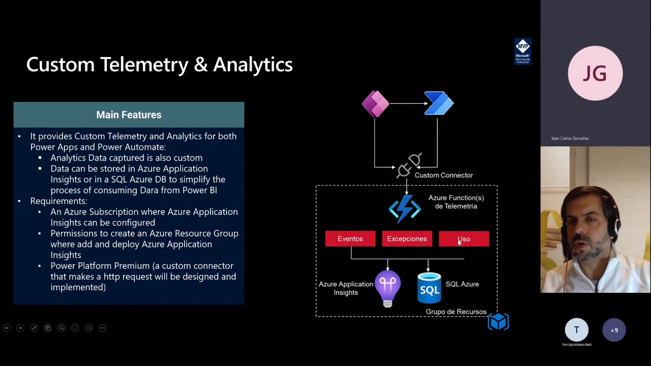So what do I need here? Well, obviously, as you can see, this is a custom connector. It's using an Azure function. I'm going to need Azure, where I'm going to have my APIs. It can be Azure functions, it can be a web API that is going to be called by the custom connector. And then I need storage where I'm going to store information about events, exceptions, and usage.